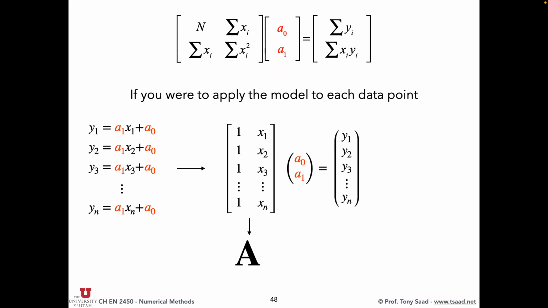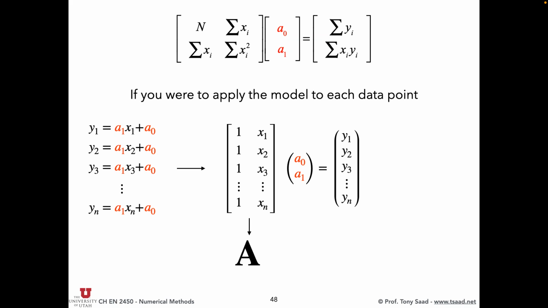Okay, so you agree first that, again, there's power in writing things in matrix-vector form. So you agree that this is equivalent to this system of equations. So first row, 1 times A0 plus x1 times A1 equals y1. Then 1 times A0 plus x2 times A1 equals y2. So that is equivalent to this: n by 2 times 2 by 1 gives you n by 1 equal to n by 1. Okay, so this is a consistent system of equations in matrix form.